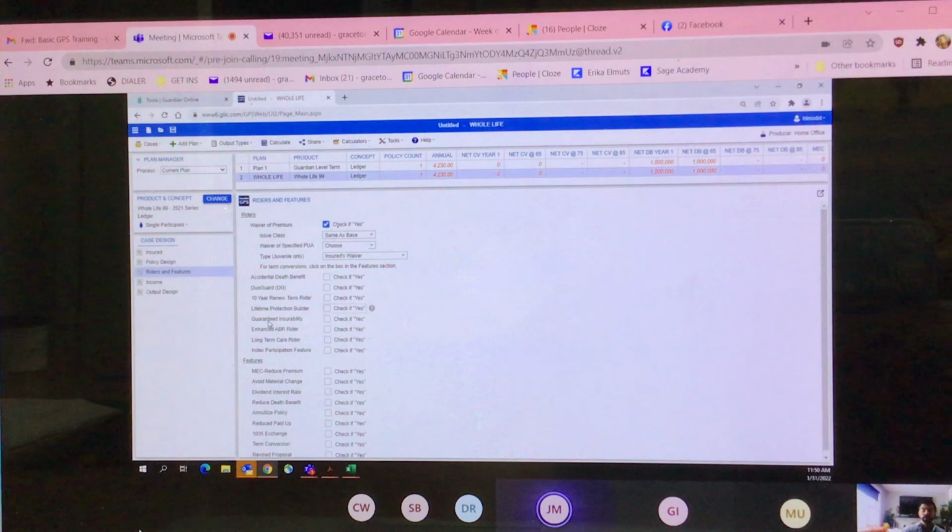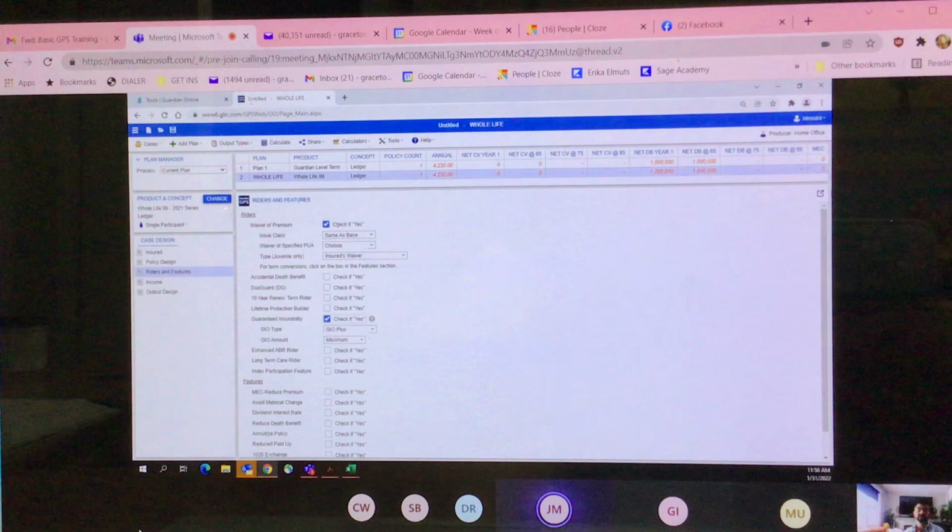Now here we're getting into the riders that are going to be a little bit more prevalent, a little bit more used. Guaranteed insurability option. Think of it like that guaranteed whole life purchase option we had on term. This is going to give us a couple of different ways of getting more death benefit. Here we have GIO Plus and GIO.